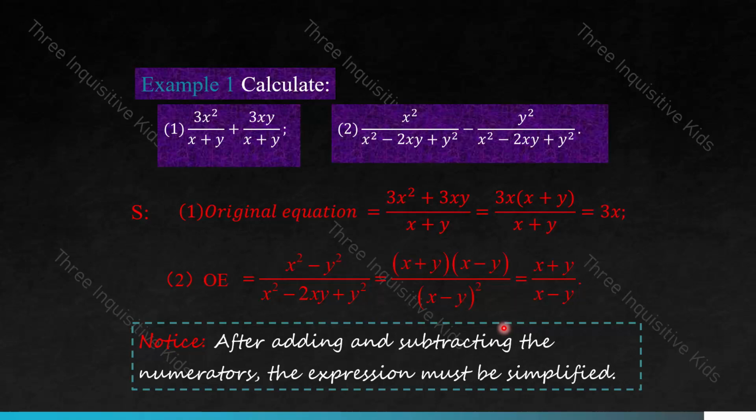Notice, after adding and subtracting the numerators, the expression must be simplified. It wouldn't work if you just had this as your final answer, or if you just had this as your final answer. You have to make sure that all of the common factors have been canceled out.